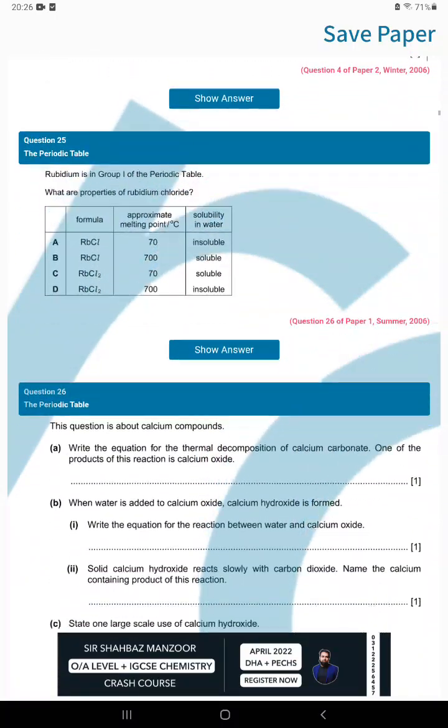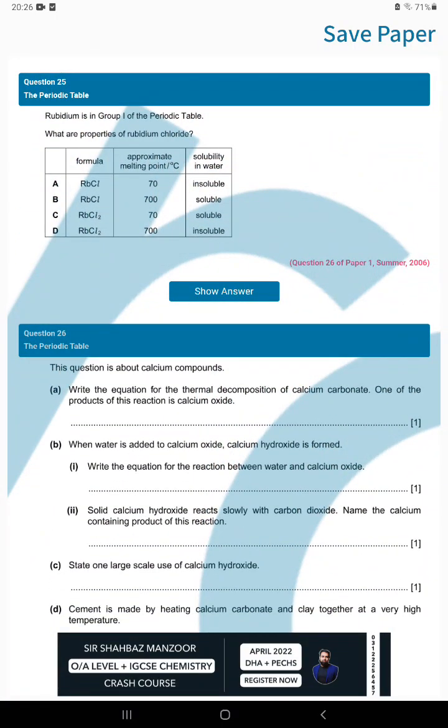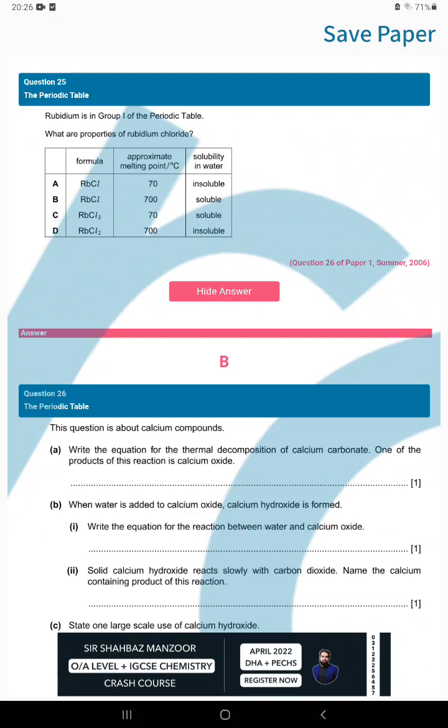Okay. Question number 25. Rubidium is in group 1 of the periodic table. What are the properties of rubidium chloride? It is soluble in water, and the approximate melting point is 700 degrees Celsius. It's B.